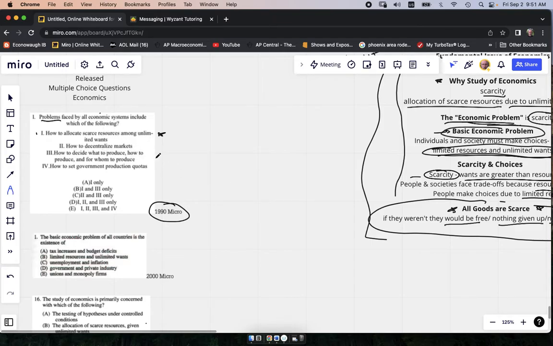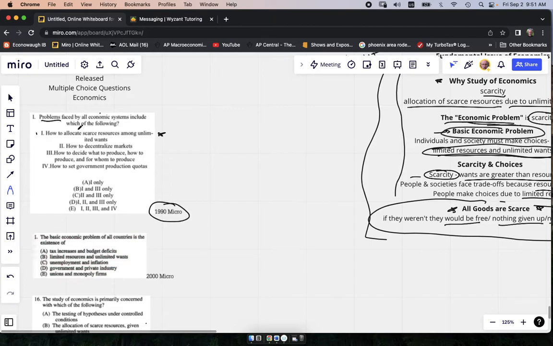How to decentralize markets. That's to make markets not so controlled from the top, but to give a lot of people more choices in the market to sell or buy. This is a little specific. This isn't our basic problem. Command economies would not want to do this, only market economies, right?